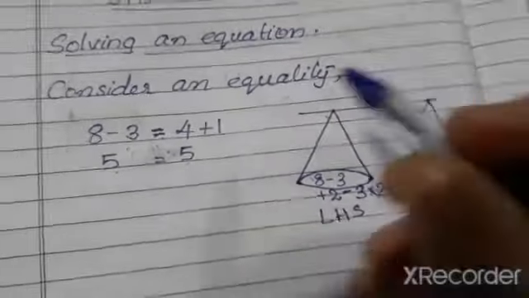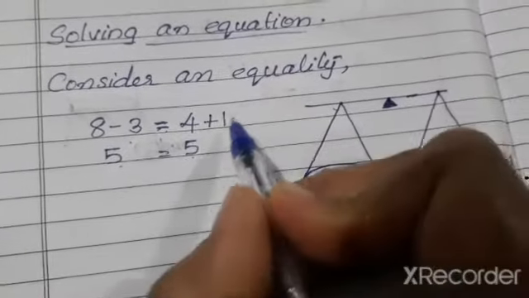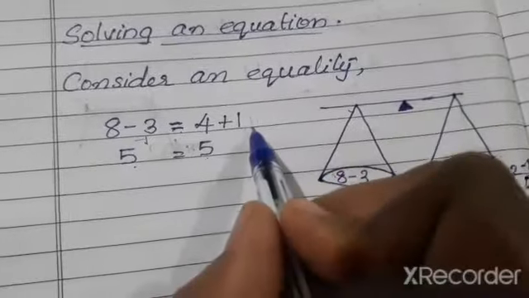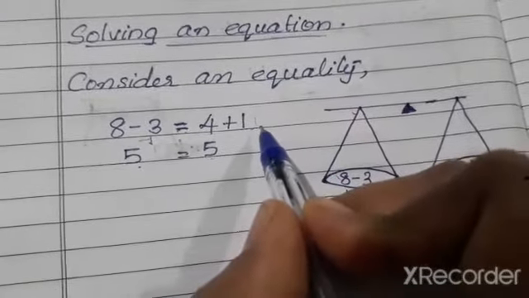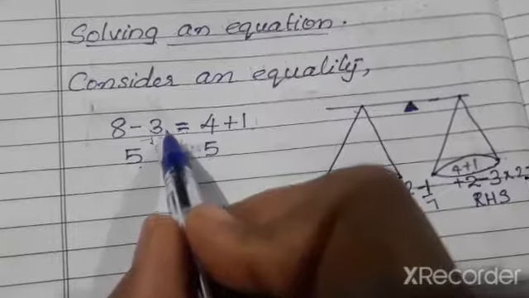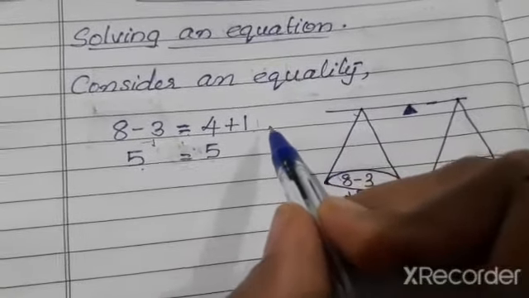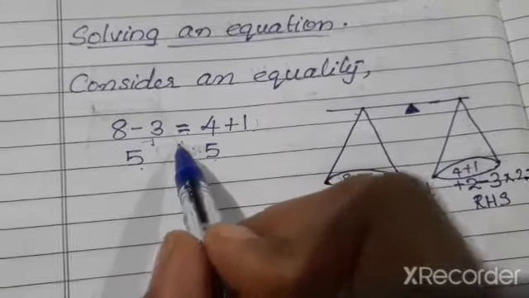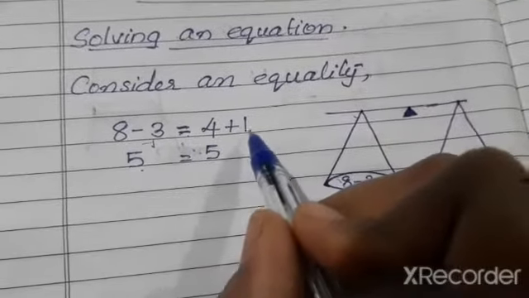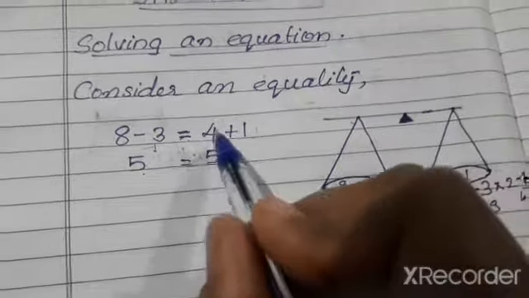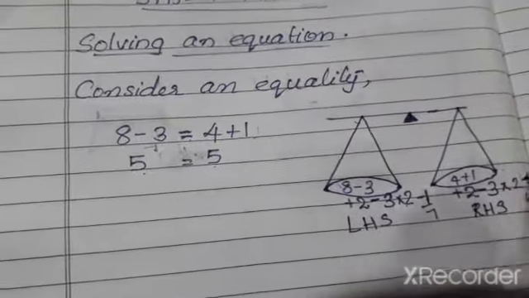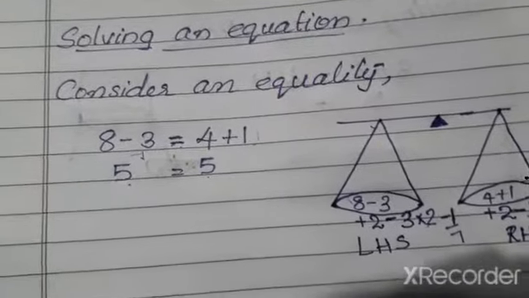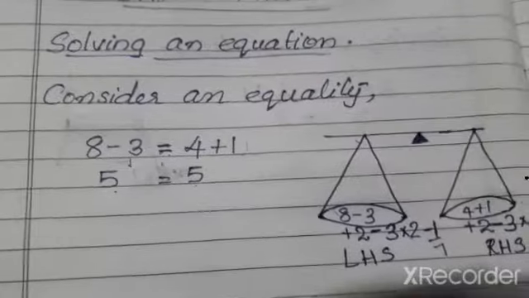So this property we are using when we are solving an equation. That is, if we are adding 1 here, then you should add 1 on the right hand side. If you are subtracting 1 here, then you should subtract 1 from the right hand side. And if you are multiplying with 2, then you multiply with 2 on the right hand side also. If you are dividing by 2, then do the same. Divide by 2 on the right hand side. Then that equation will be the same on both sides. Then only that equation exists. So now we will move to solving an equation.